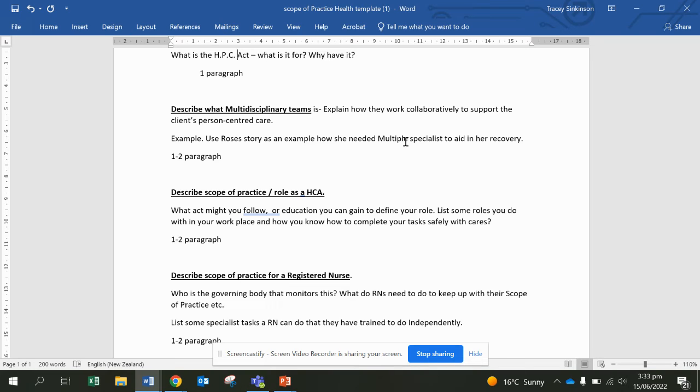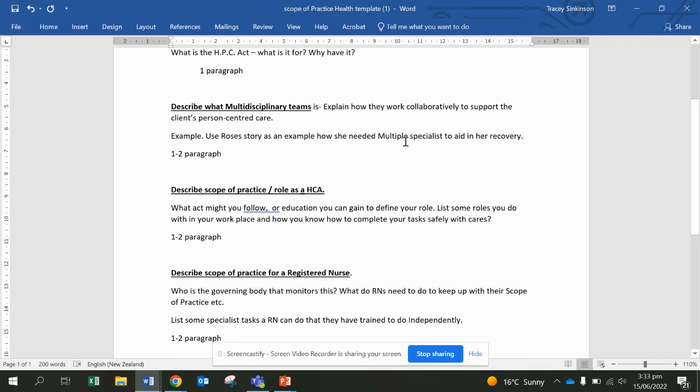What are you trained to do? So you can take obs and you can take blood pressure if your organization lets you and you feel confident to do so. List some roles you would do within your workplace and how you know how to complete your tasks safely and with care. And that's to do with training, certificates, qualifications, in-house training. So yeah, I hope that I'm not talking too much and it's making sense.